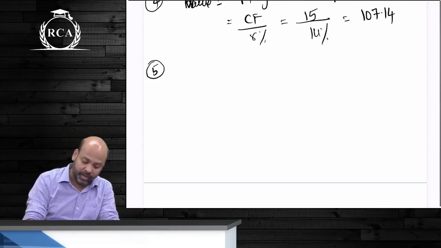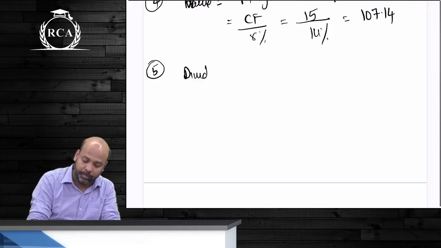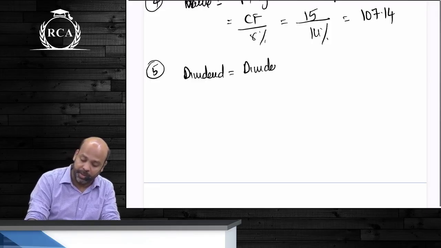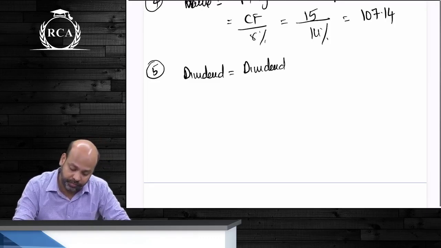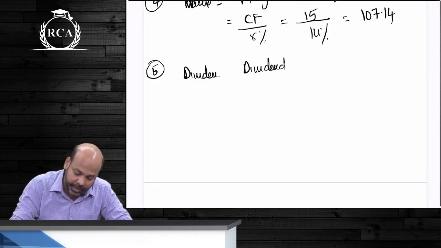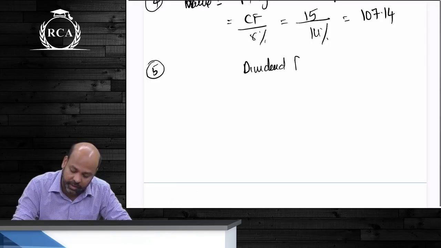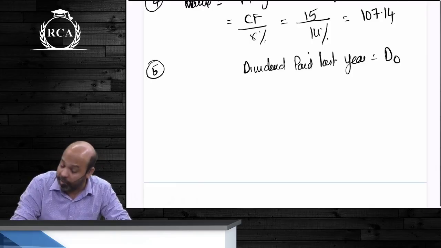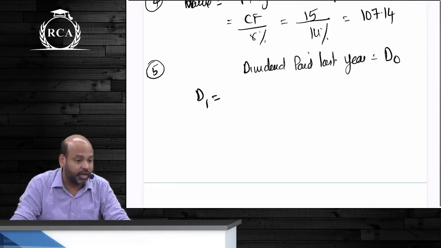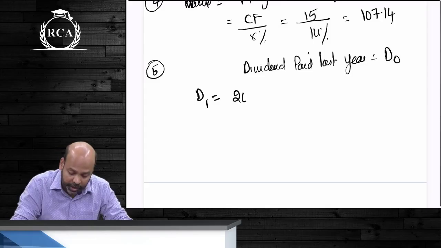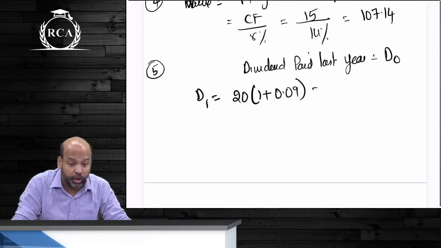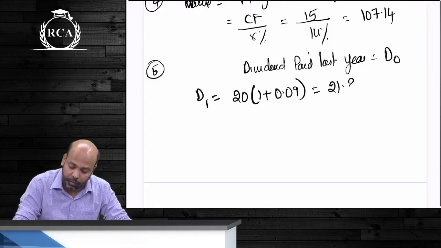Guys, this dividend, pay attention. This is the dividend paid in which year, guys? Dividend paid last year is not D1, guys. It is D0. D1 will be 20 rupees growing at a rate of 9%. So you should consider a dividend of 21.8.